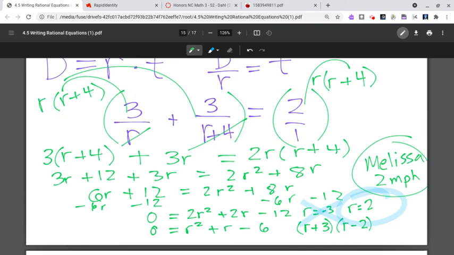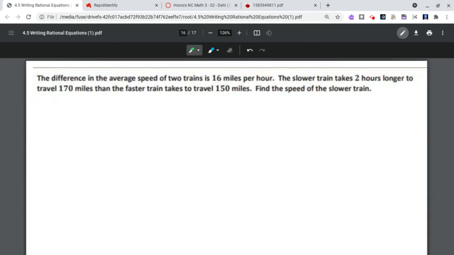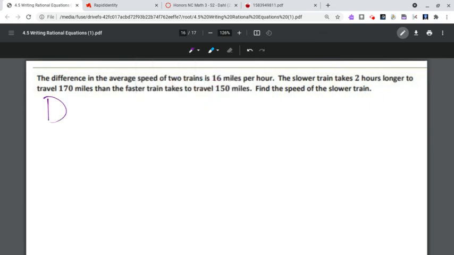Okay? All right, home stretch, last problem. The difference in the average speed of two trains is 16 miles per hour. The slower train takes 2 hours longer to travel 170 miles than the faster train takes to travel 150 miles. Find the speed of the slower train. Okay, so couple things. Again, we are utilizing distance equals rate times time, but we're transforming the equation to be time equals distance divided by rate.